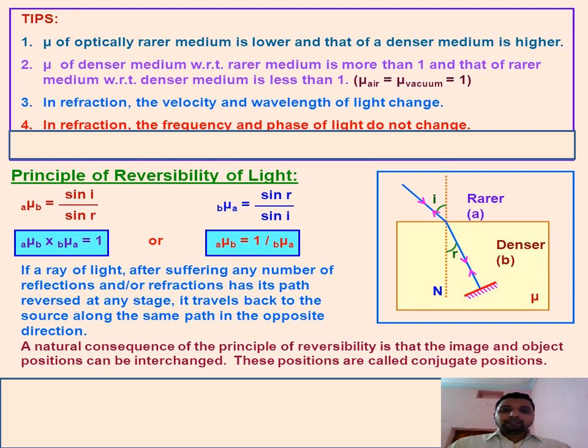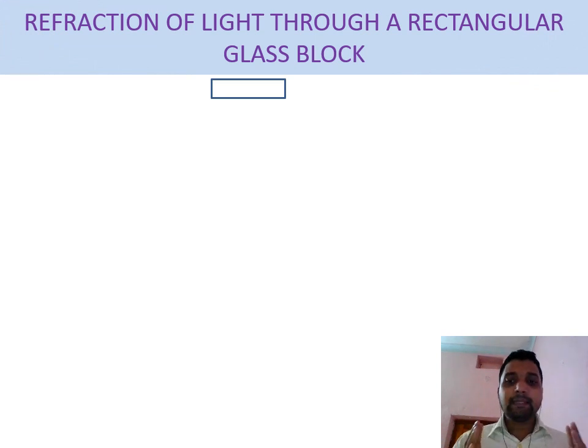Another one, when light rays pass through a rectangular glass block. A glass block means a cuboid made of glass. As glass is a transparent medium, it allows light rays to pass from one side to another. So whenever we keep a glass block and light rays pass from one side to another, what changes do we get? That is what we are going to discuss here.